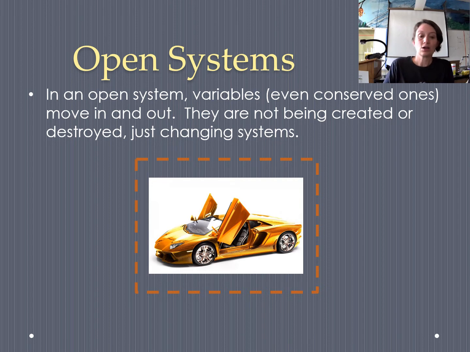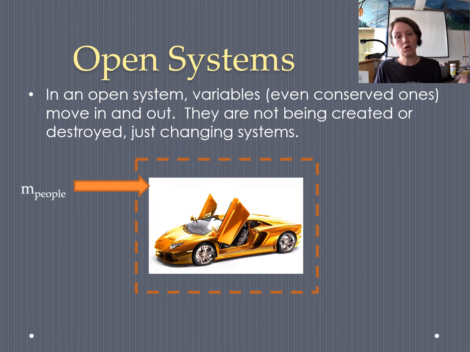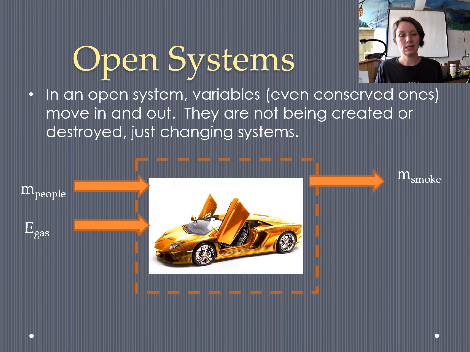So for example, this car is more complicated, so I'm going to draw an open system around the car, and I show that by using a dashed line, which kind of lets stuff in and out. And then I'm going to think to myself, which variables are going in and which variables are coming out, maybe over the course of a day. So in the course of a day, people might go into that car, so I'm going to show mass of people going in. Gasoline might be put in the car, so we have energy of gas going in.